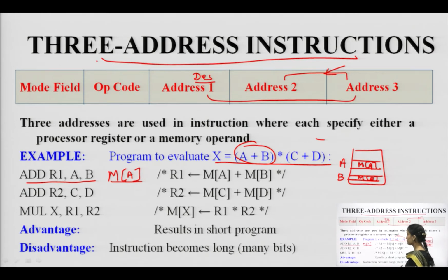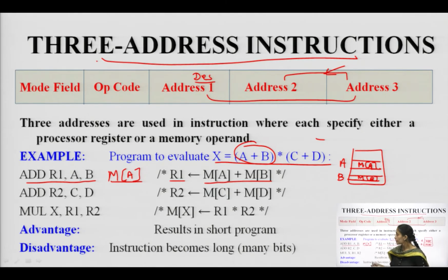M of B. So, this means I will be adding the content of A and B and my result is stored in processor register R1. Here I am not simply adding A and B. A and B, they are addresses where I have to refer inside my memory. So, I am referring here M of A and here I am referring M of B.